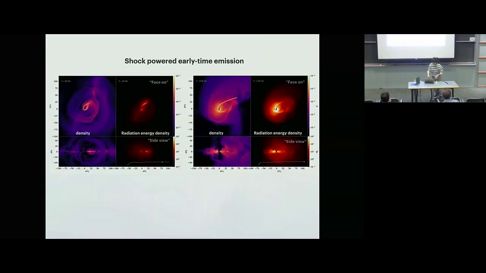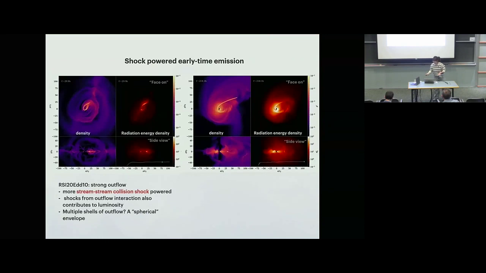Going to the question of what is powering this emission, I think we're reaching a conclusion that agrees with some recent studies, that these are mostly shocks powering the pre-peak emission in the cases we see. On the left, I'm showing the gas density looking face on and in side view. In the side view, 0 would be the orbital plane, so we're looking at a slice of the system. On the right is the radiation energy density. In this case, we have a very strong stream-stream collision, and we think the majority of emission is coming from the stream-stream collision.